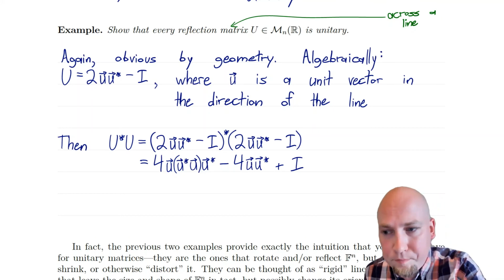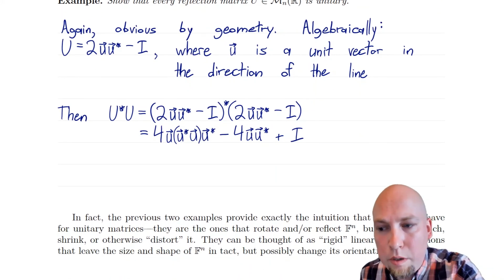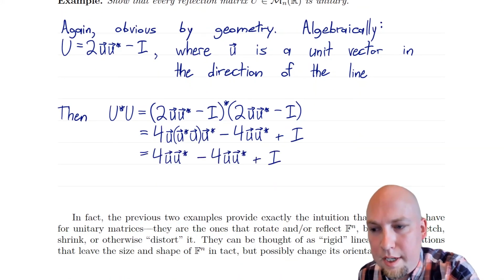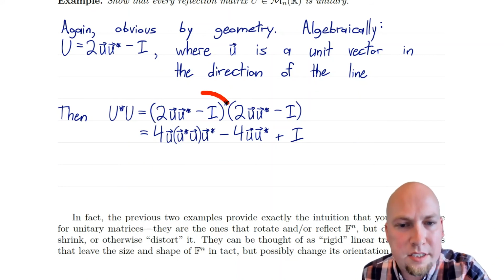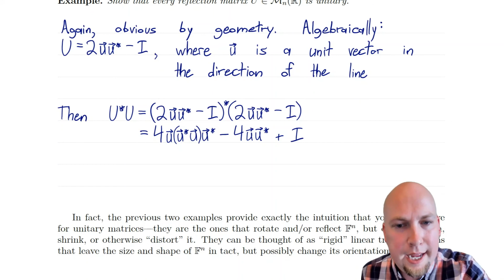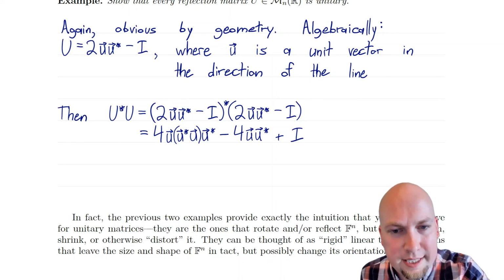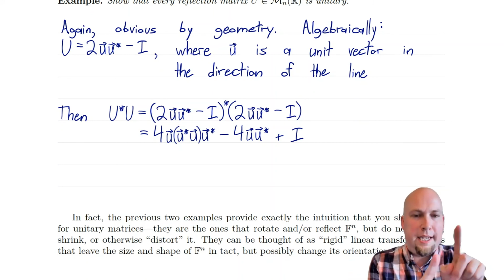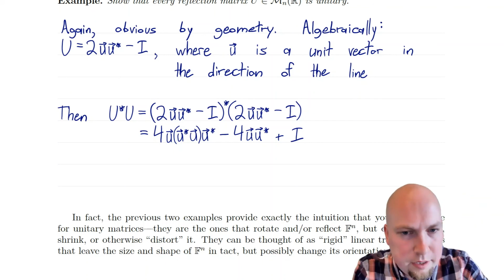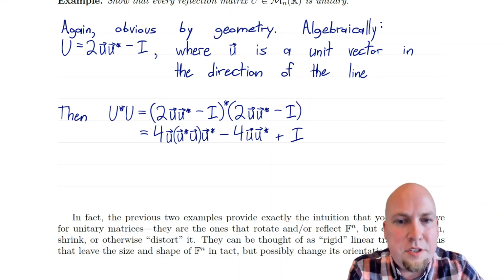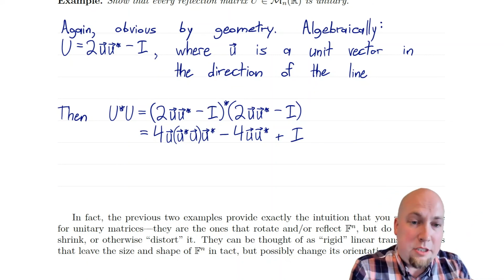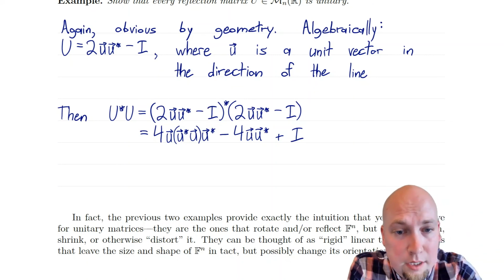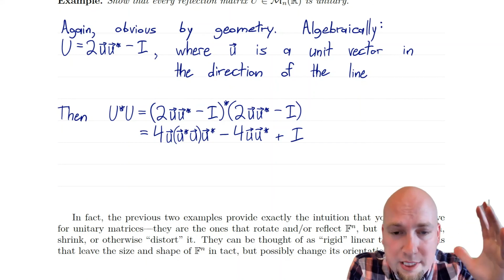Okay, so first off, when we do the star on this first matrix here, nothing actually happens, right? The star distributes inside the brackets, but the star doesn't do anything to this because it just reverses the order of multiplication and puts a star on both of them. You're going to get the exact same thing back. You're going to get 2 times U U star. And the star of I, the identity matrix, is just the identity matrix itself. Okay, so doing the star here doesn't really do anything.